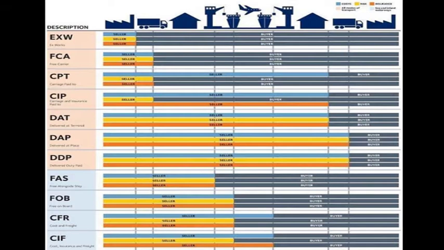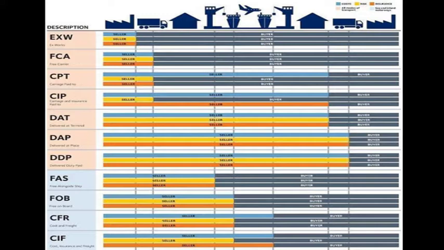FOB, a famous one. The responsibility of the seller lasts until they get the items onto the ship. Then the responsibility goes into the ocean, until only the middle of the ocean, okay? And the responsibility then stops. Let's take still another example.